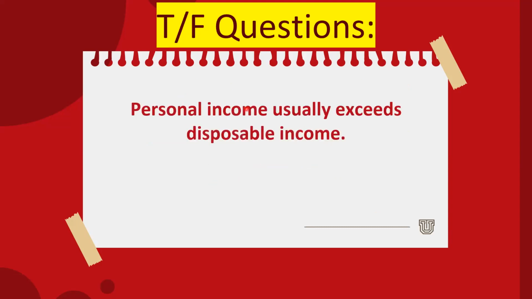Fifth question: personal income usually exceeds disposable income. So answer here is false. Personal income is always exceeding disposable income. فالدخل الشخصي لازم دايما يكون أعلى من الدخل المتاح. ليه؟ عشان إن الدخل المتاح ده عبارة عن الدخل الشخصي minus التاكسز.